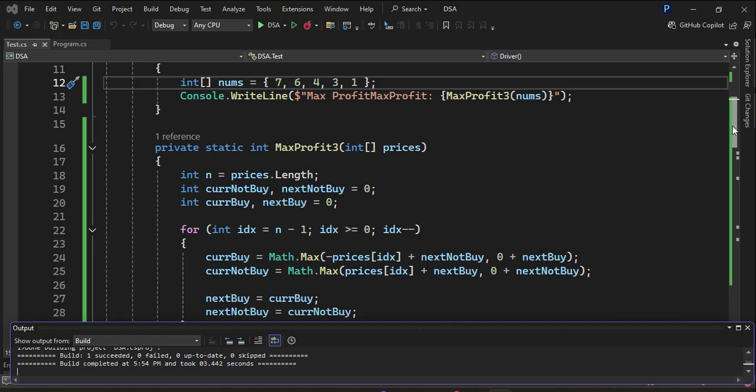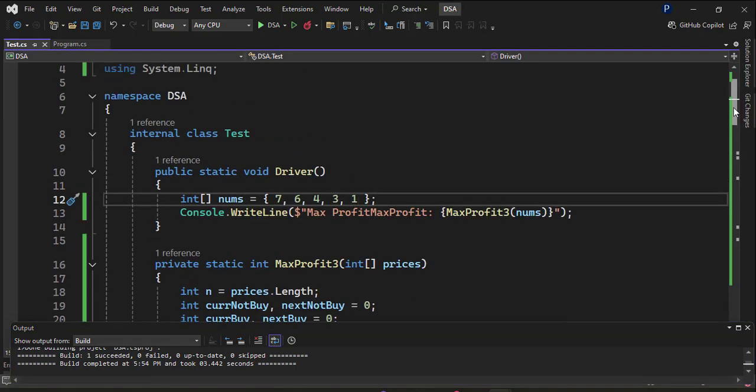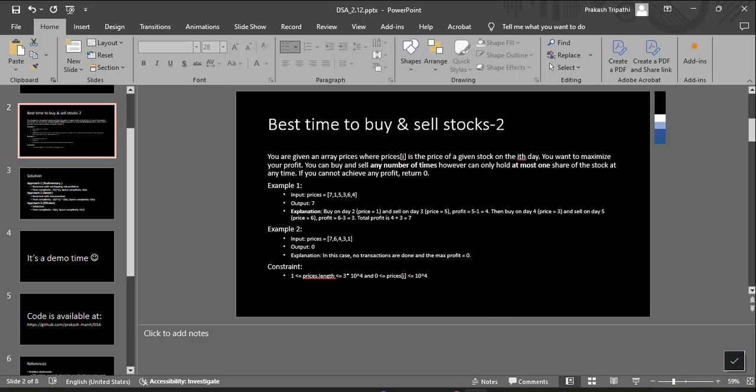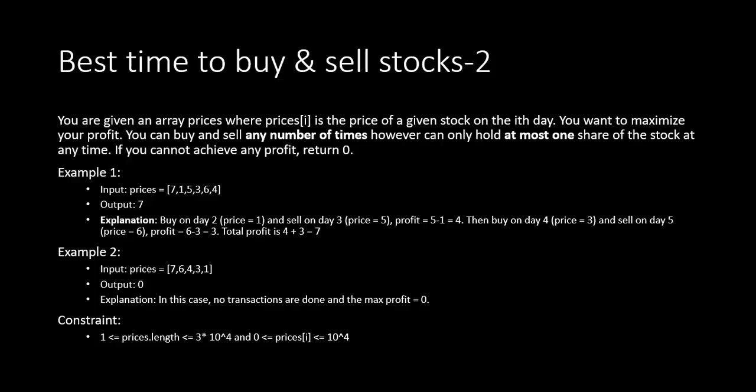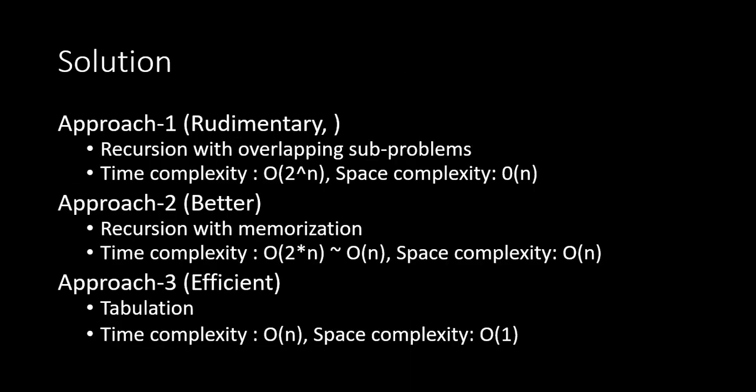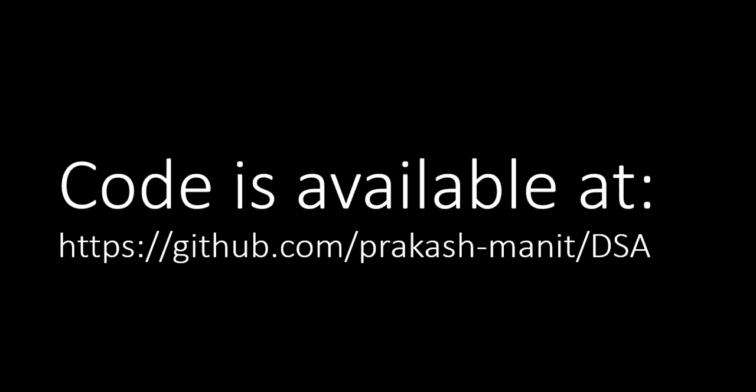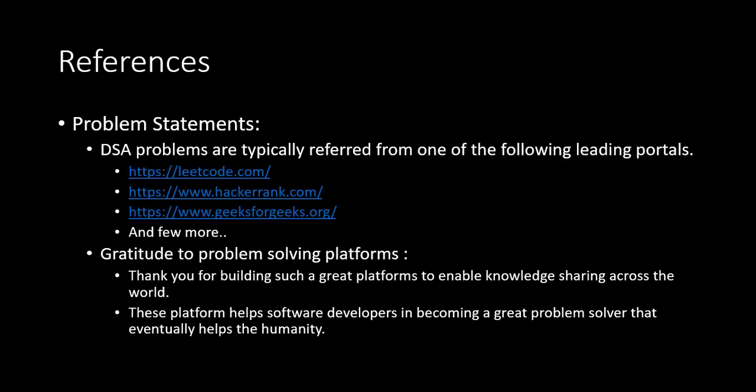That's how you can code the second part of this problem, where you can buy and sell as many times as you want. Okay, so to summarize the 3 cases, the last one is the most efficient one. Since we are using variables without any extra containers, we are able to have space complexity at O(1). Time complexity remains the same, O(n), right? We looked into the demo. Again, as I said, the code is available over here. Thanks to this platform, which gives us amazing questions to play around with.